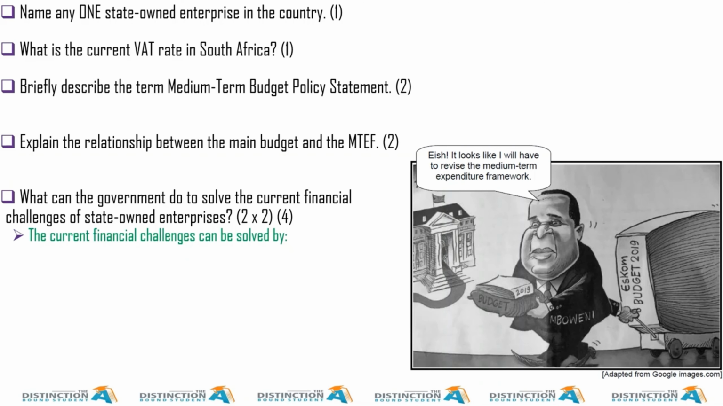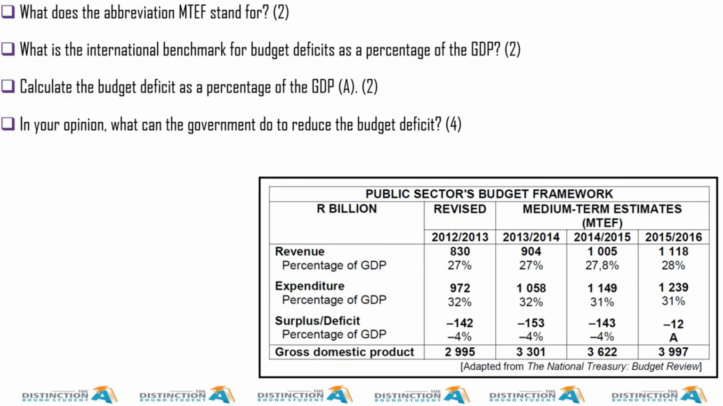Over to you, Carden. Right, then we have another table to study here. Let's have a look. Public sector budget framework in billion rands. Take note: any amount you see here has BN in front. Make sure you don't forget that. In some cases, it's M for million, but here it's BN. Then we have a percentage there. Let's see what's going on.